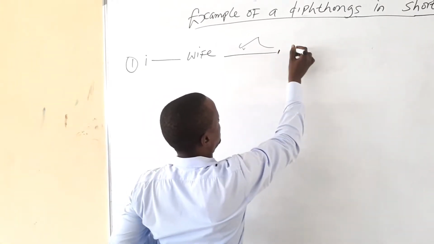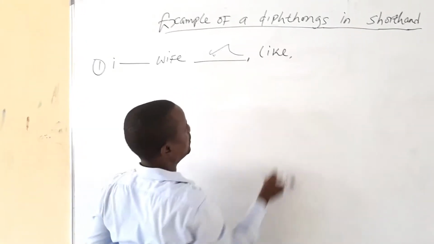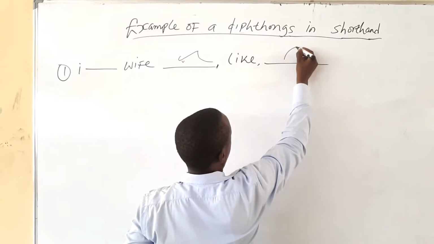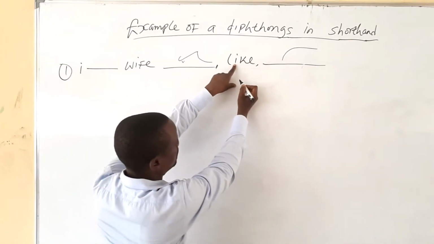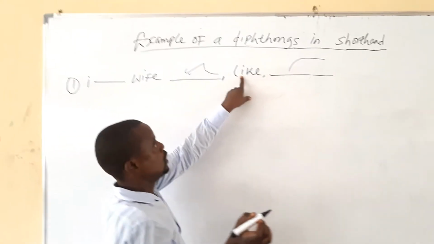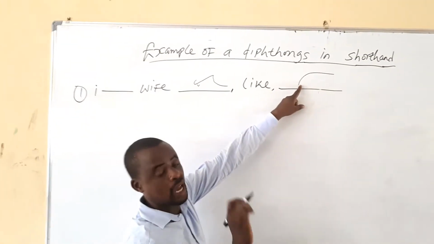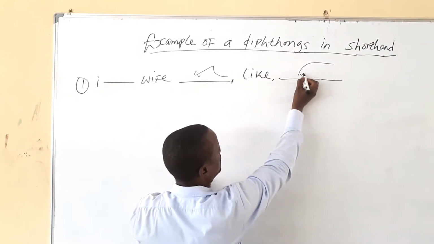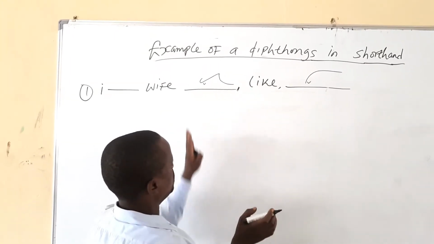Then we have another example. Say maybe like. Now you draw your line. We have your L, then you have your K. Now this is a diphthong, not a vowel. So then the diphthong I is always above the line. That is why you can see your outline above the line. You put your vowel sign here. Like. Okay. These are the two examples.